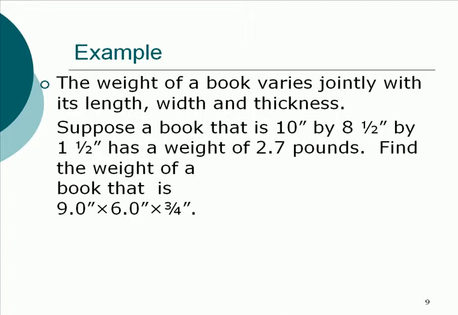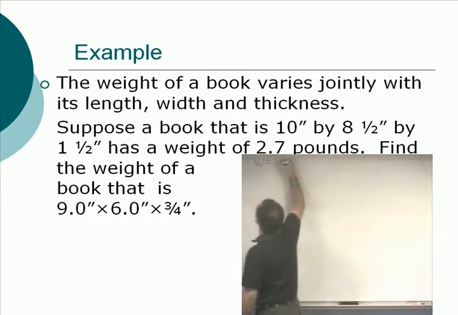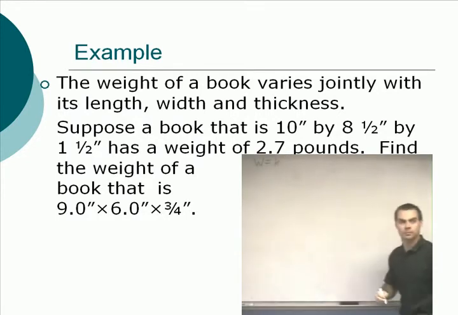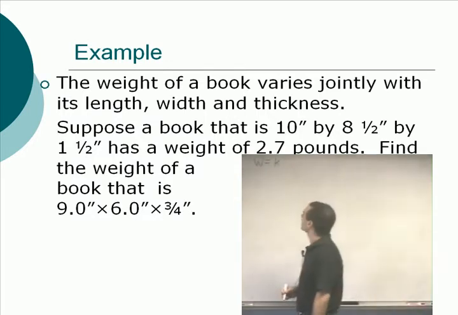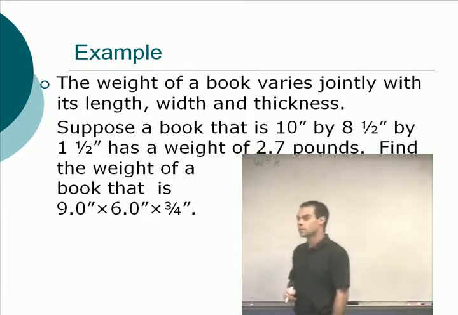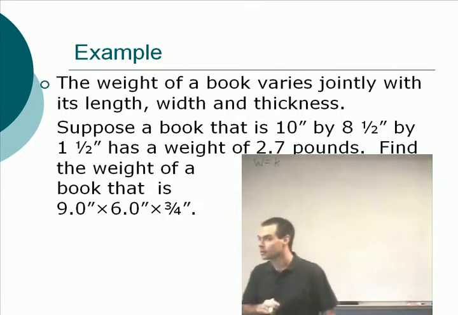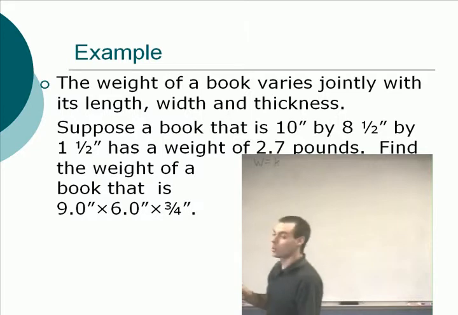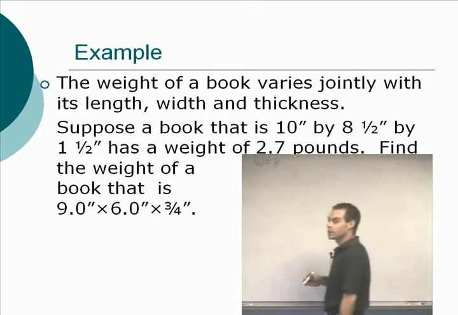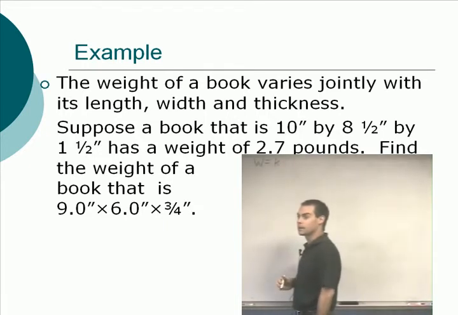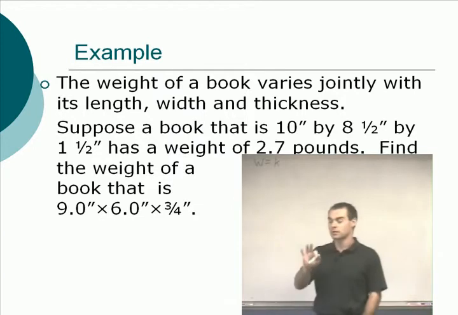So before you start plugging in numbers, just establish your relationship. We would say that the weight, W, varies directly, equals K times what? What's the rest of the relationship? Length, width, and thickness. And the width. But we better use something other than W for width. So it varies with three things.